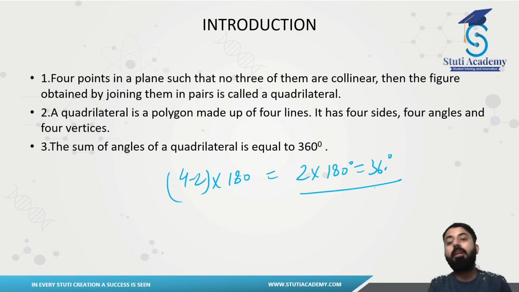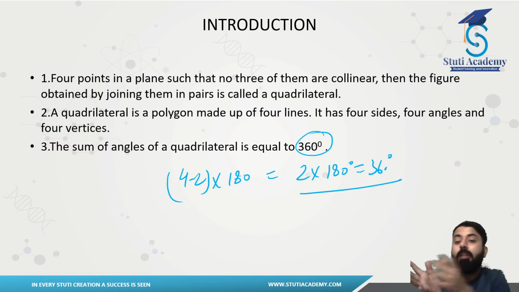Although we will also be proving this with an example, considering a figure and dividing it with the help of a diagonal. We will be proving with the help of the angle sum property of triangles, two triangles there, that the sum of all interior angles of a quadrilateral is 360. That is the main thing.